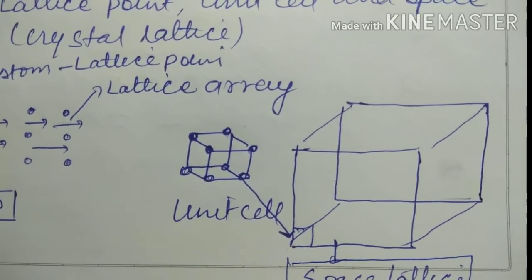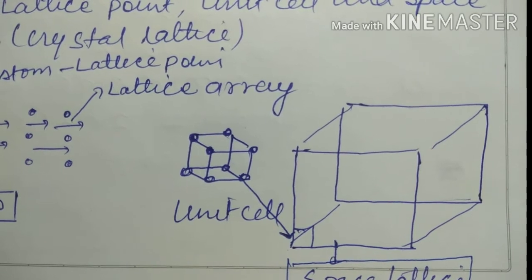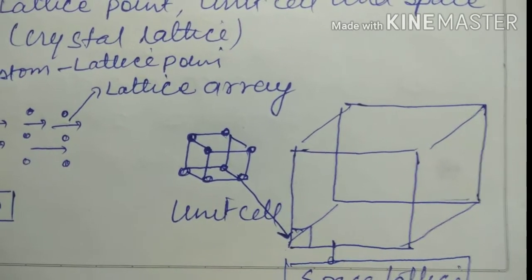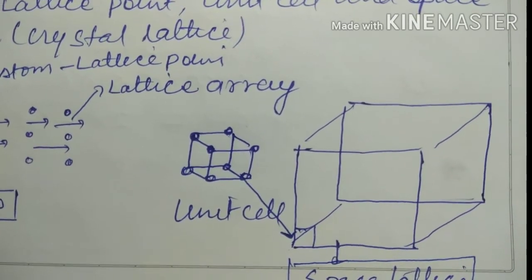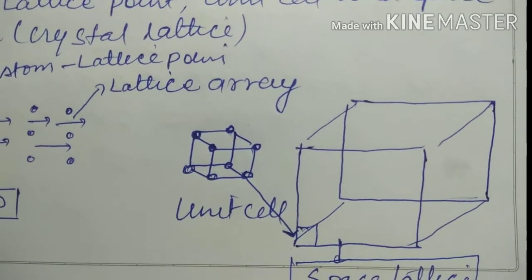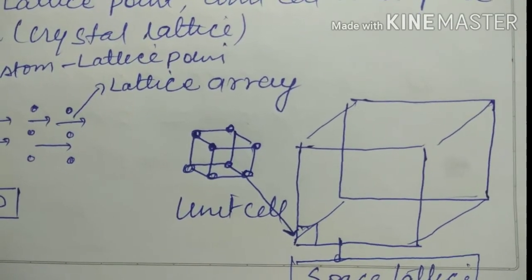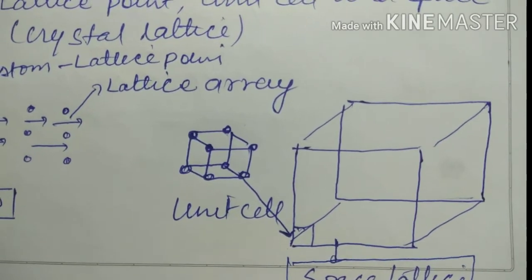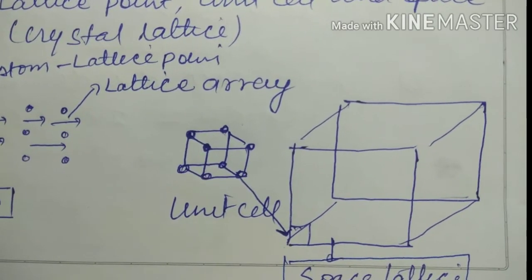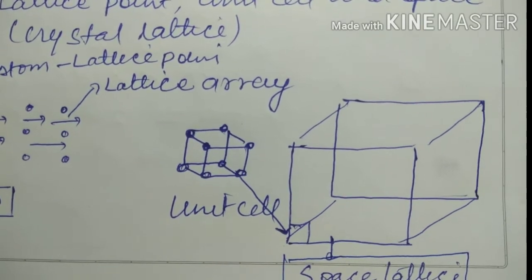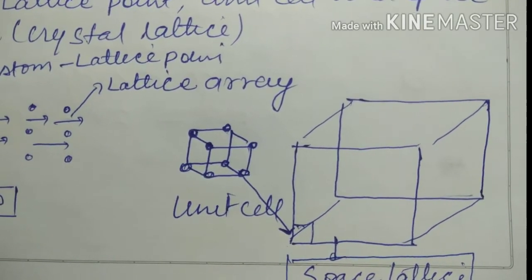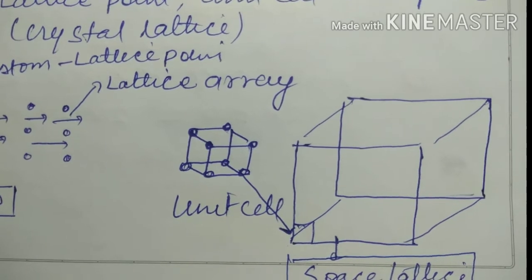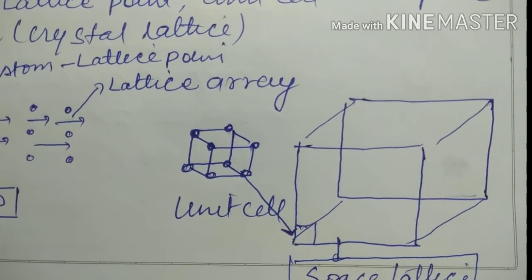For example, a whole building is made from solid bricks. A brick is made of small particles. So the smallest particles behave as a lattice point, and the brick is called a unit cell, and the whole structure, it means the building, whatever is formed, this is called a crystal lattice or space lattice.